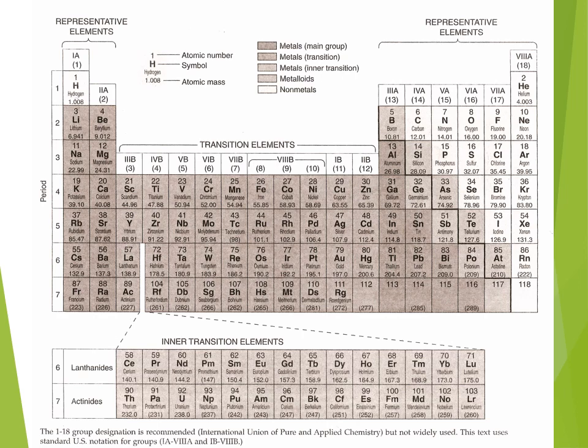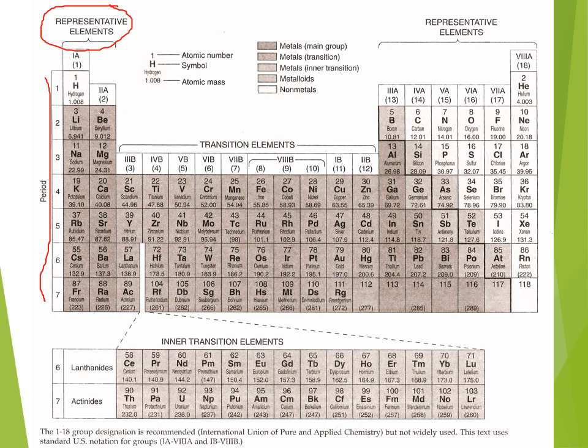So here's a picture of the periodic table that I have posted on Blackboard. What I wanted to point out with this periodic table is you have the periods once again listed 1 through 7 off to the side here. But you also have groups, meaning going down a column. These first 2 groups or columns are representative elements.